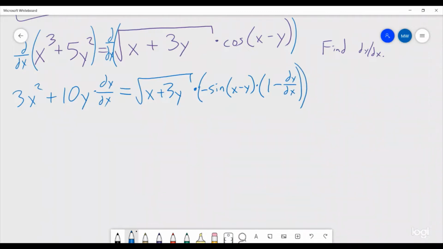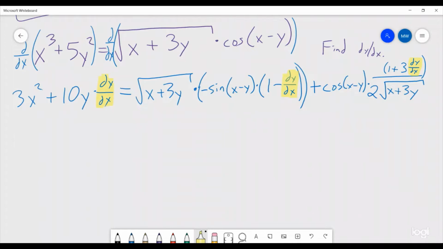So first times the derivative of the second plus the second, cosine of (x minus y), times the derivative of the first. Derivative of the square root of something, that is 1 over 2 times the square root of that stuff, (x plus 3y), multiplied by the derivative of the inside. So that's going to be times (1 plus 3 dy/dx). So we have this, and now we are going to have to isolate this dy/dx, this dy/dx, and this dy/dx. We're going to have to get all of those pieces together.